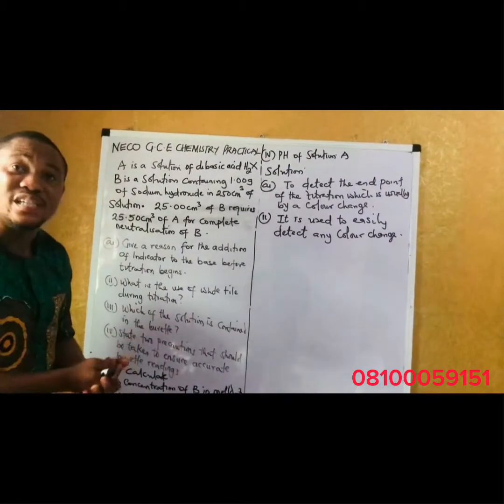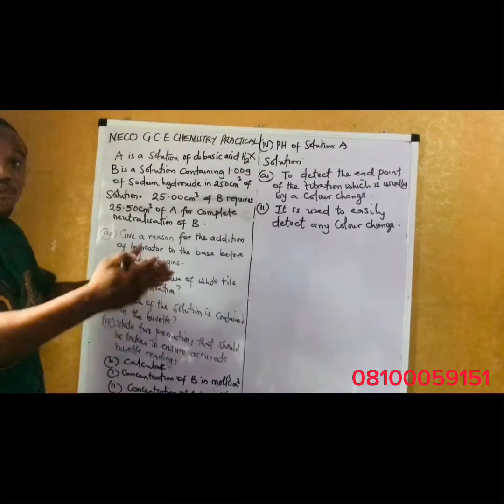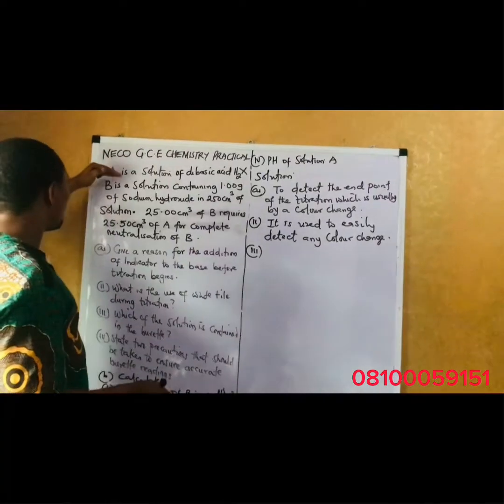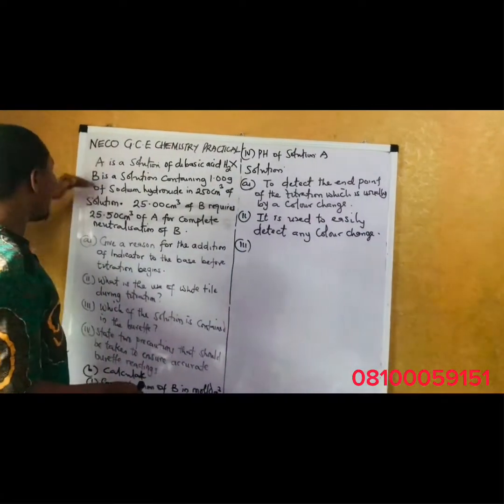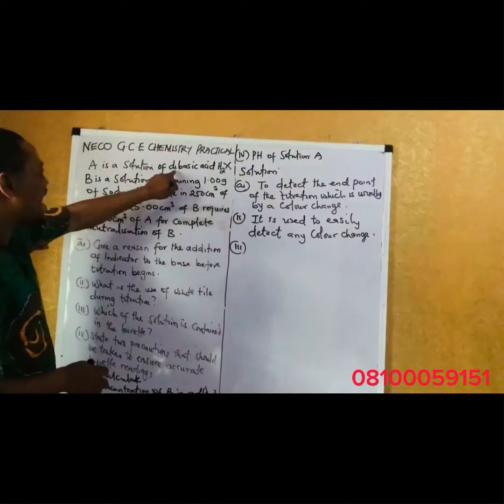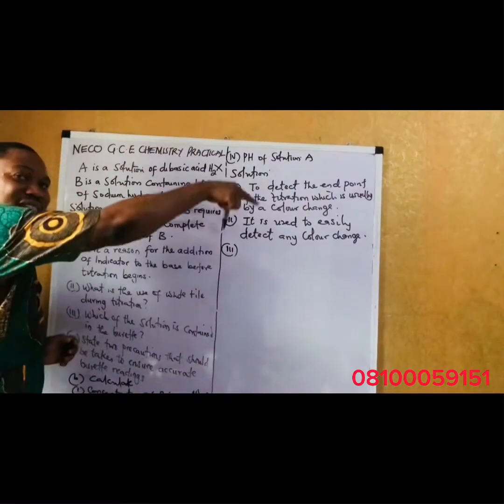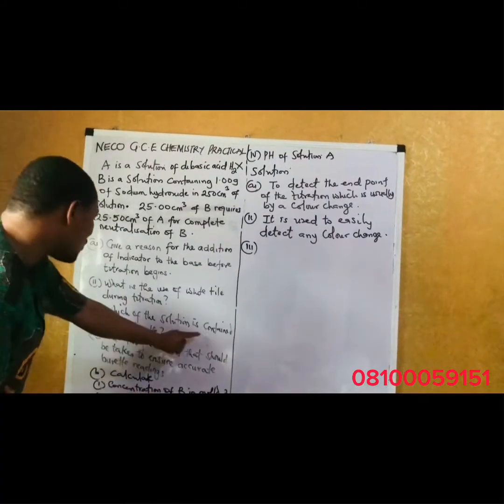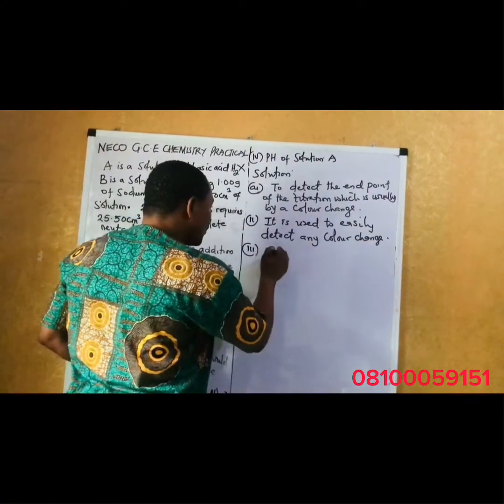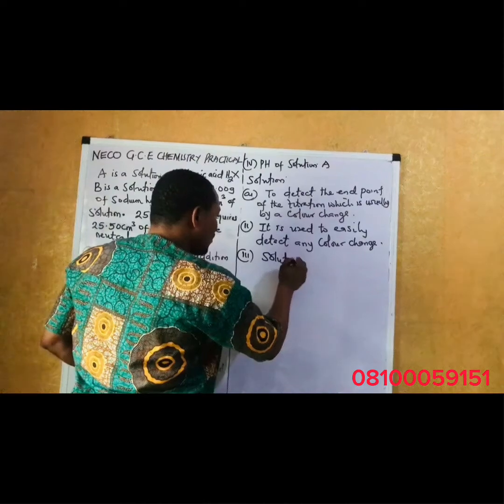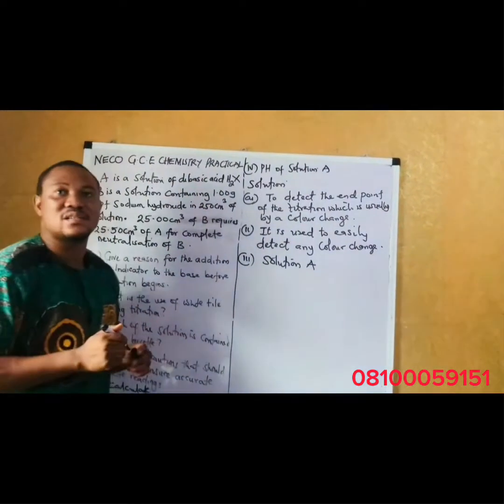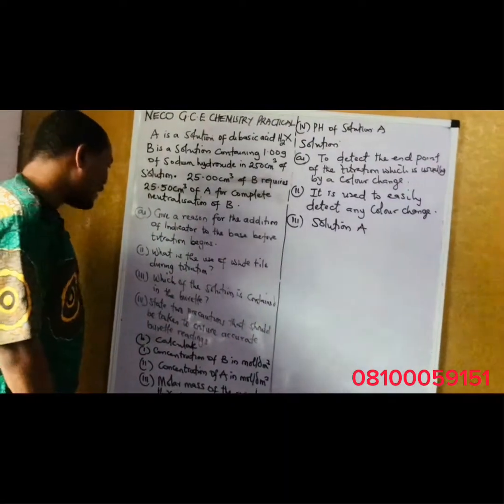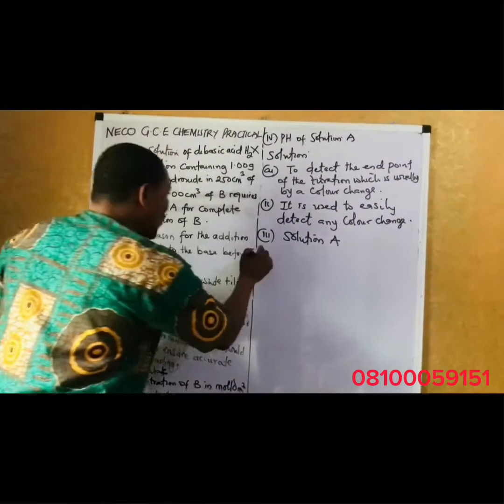They did not mention the solution for us. So they said, which of the solutions? So I will just say 3. Which of the solutions? Is this solution A or B? And from here they said A is a solution of a dibasic acid, and I've said that it is the acid that will be in the burette. So I can quickly answer that question. Which of the solutions is contained in the burette? Solution A. That's it. Solution A will be contained in the burette because that's the acid. Okay. Then the next one.